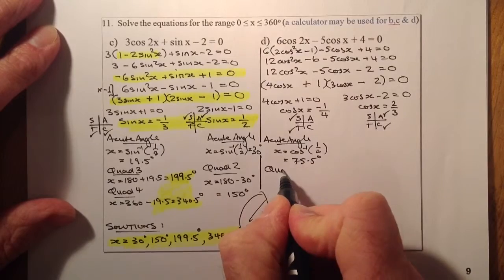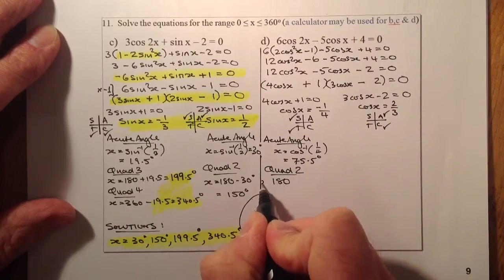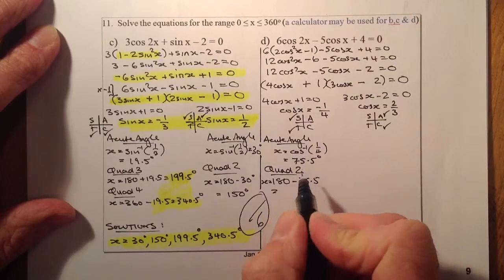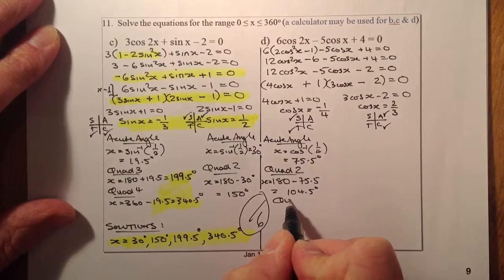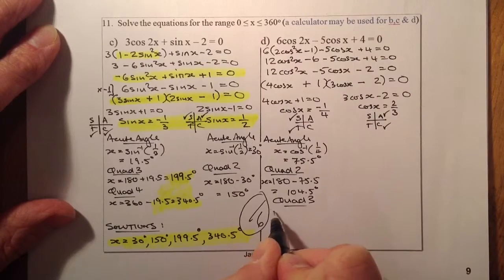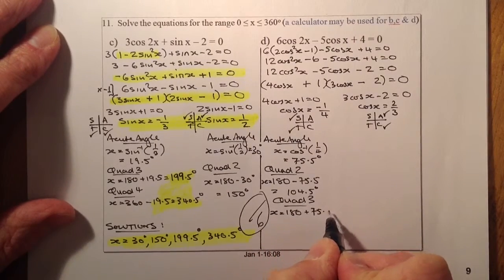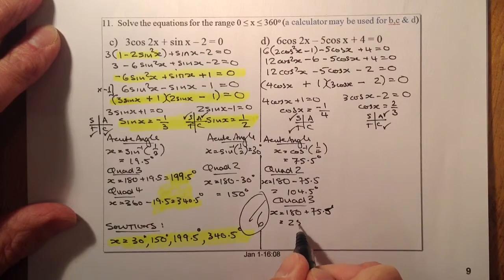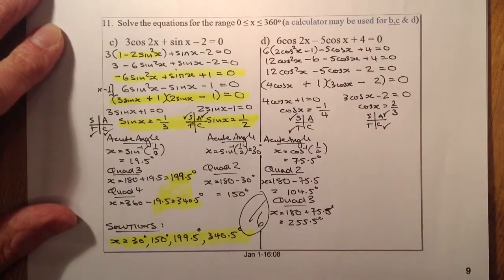So let's go for the quadrant 2 solution. Quadrant 2 is going to be 180, so my x value is going to be 180 minus 75.5, and that should be equal to 104.5 degrees. And my quadrant 3 solution will be 180 plus the 75.5, and that's going to be 255.5 degrees. So there's my solutions coming out of the left hand side.